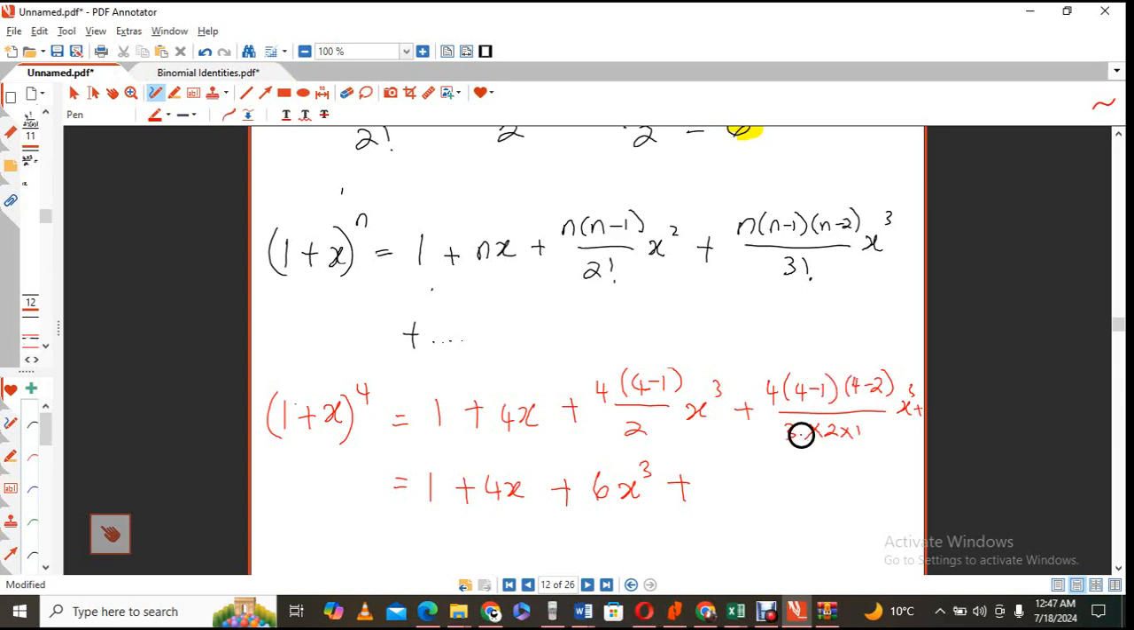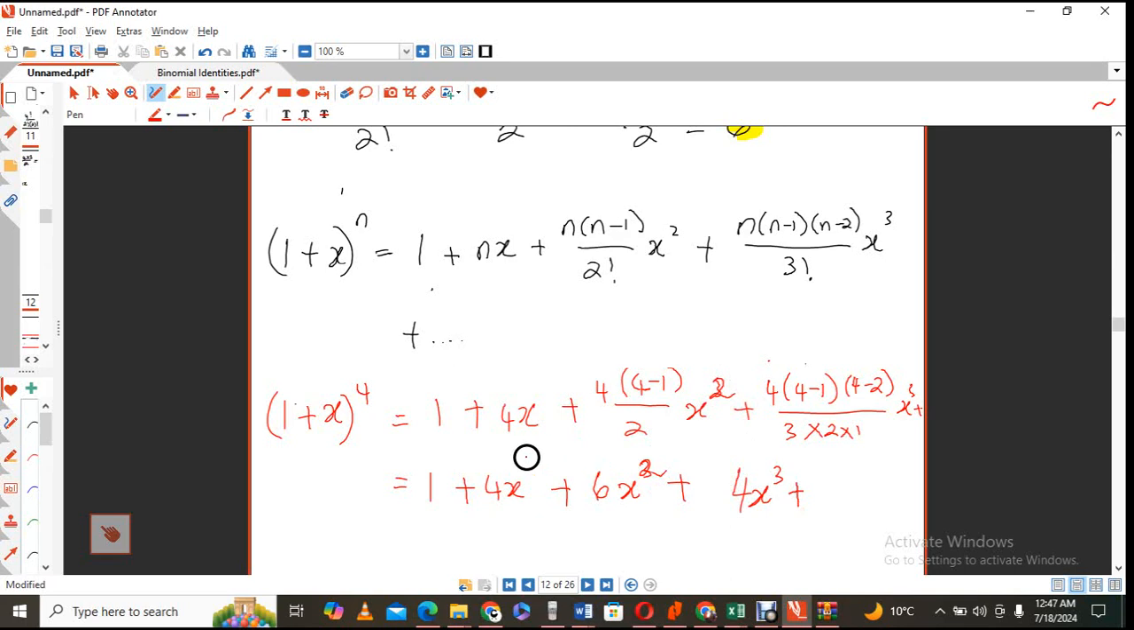That's 24 divided by 6. And okay, so you have got 4 times 3 times 2. It's 12 times 2 is 24. Half of 24 is 12. 12 divided by 3 is 4. So you're going to have 4x. Sorry, this one here must be x squared. So that is 6x squared, 4x cubed.